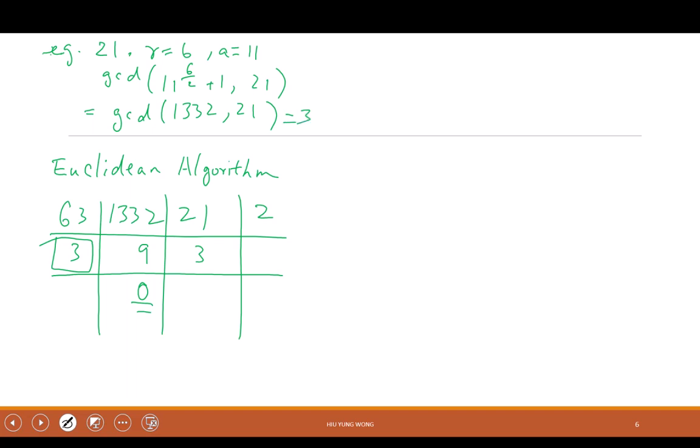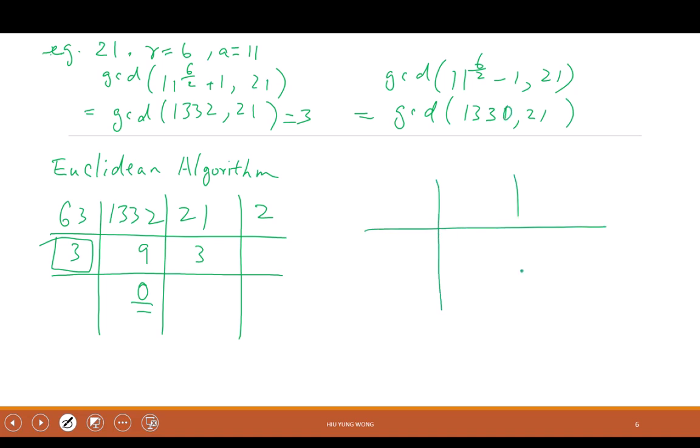Now we also need to find the GCD of 11 to the power 6 divided by 2 minus 1 and 21, which is equal to the GCD of 1,330 and 21. Okay, so we do the same thing. I write 1,330 and 21. Again, you do 1,330 divided by 21, and then find the remainder. The quotient is 63, and the remainder is 7. And then 21 divided by 7 is what? 3, right? So the remainder is 0. Because the remainder is 0, I'm done.